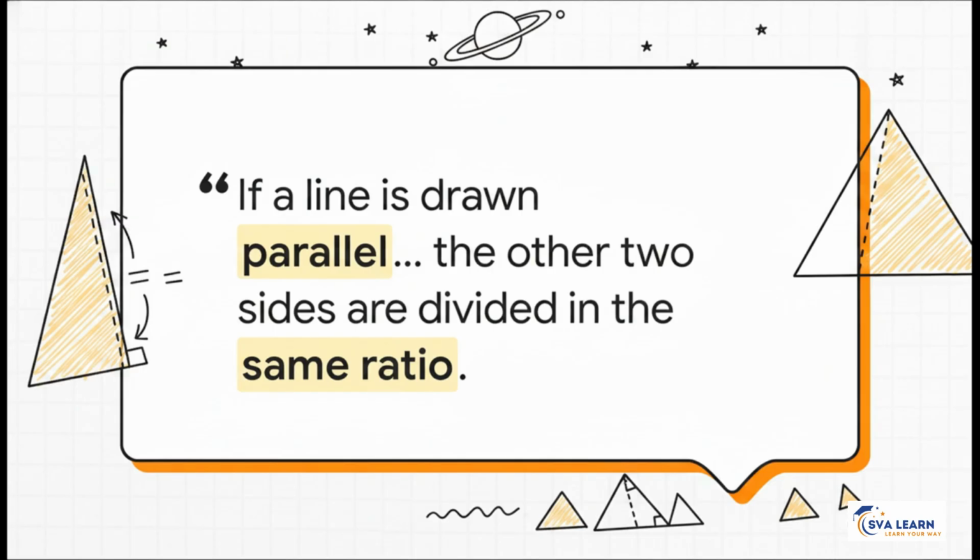Let that sink in for a second. It doesn't matter how long or skinny or wide the triangle is. If you shoot a parallel line through it, you are guaranteed to split the 2 sides it crosses into the exact same proportions. It is a literal cosmic rule of mathematics.